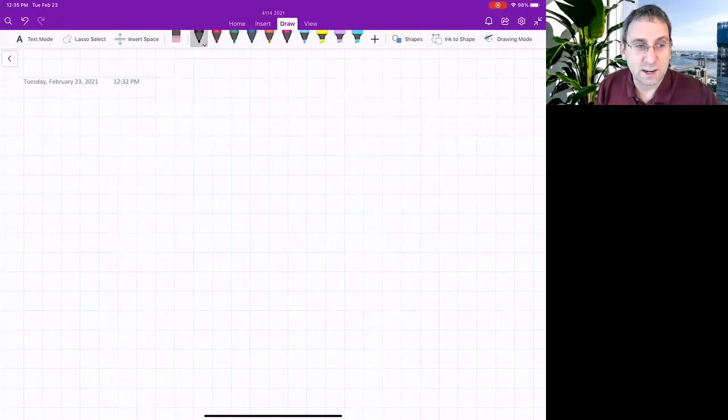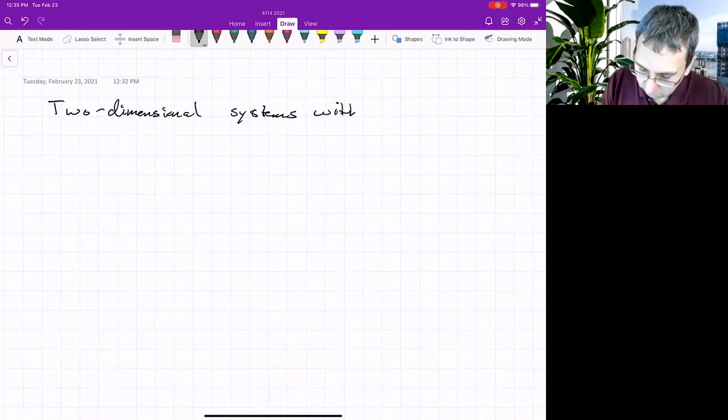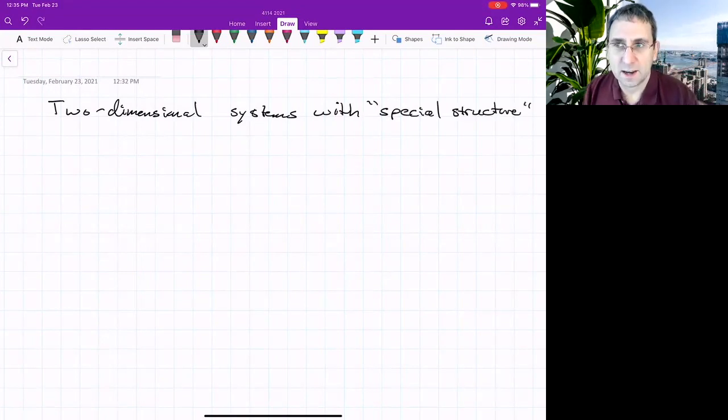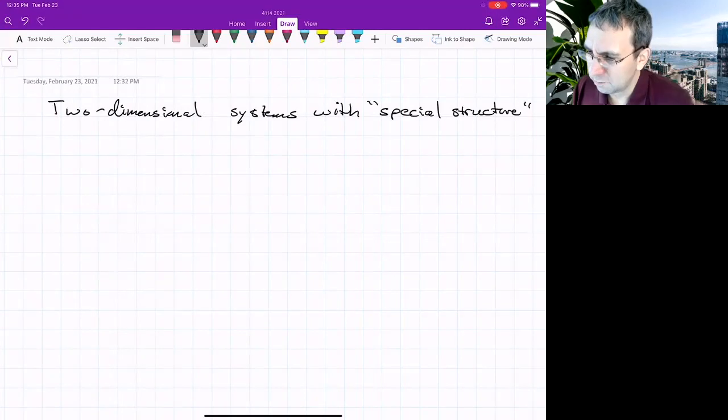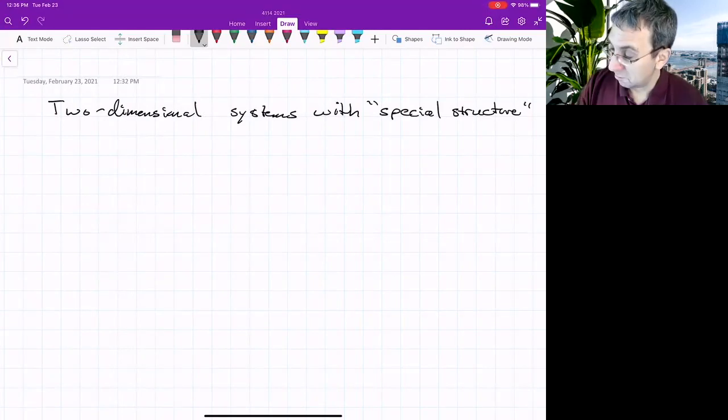So we are talking about two-dimensional ordinary differential equation systems that have special structure, and maybe I'll put that in scare quotes. We ended last time looking at some model of two different species competing, the rabbits versus the sheep. And by and large, that's kind of a generic model. It didn't have any special structure like we're going to talk about today.